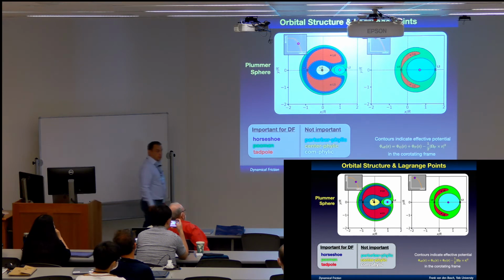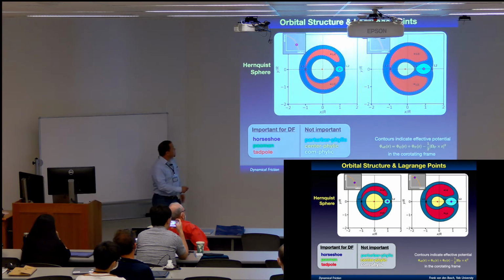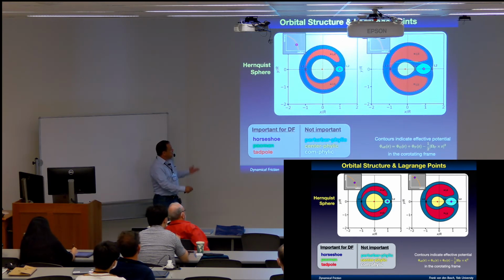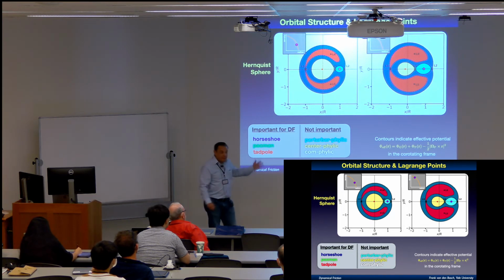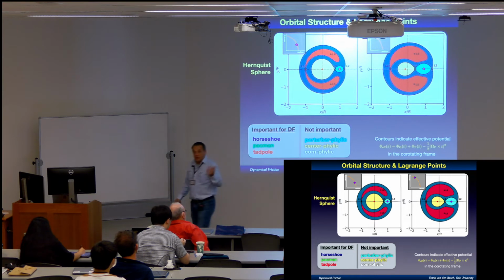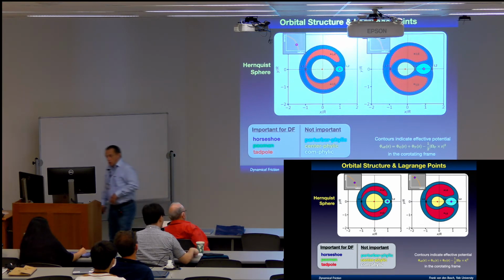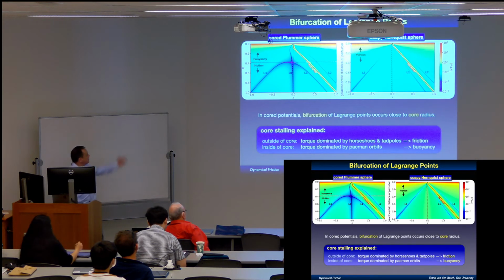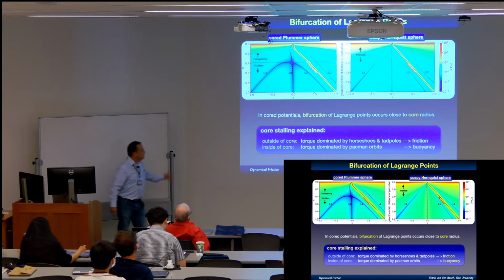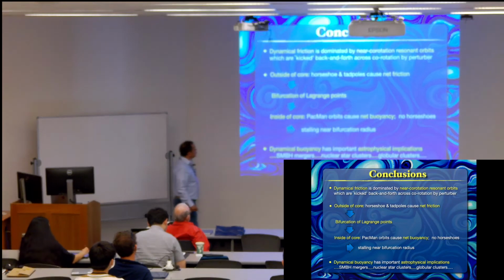Okay? For comparison, if I do the same thing in a Hernquist sphere, where you have a central cusp, whether you're outside the cusp or inside the cusp, nothing really changes. Note that there's no green here, there are no Pac-man orbits. Pac-mans only live in cores. So this is basically a complicated figure, just to show that this is a bifurcation. I'll skip that, and I'll just put up the conclusions.